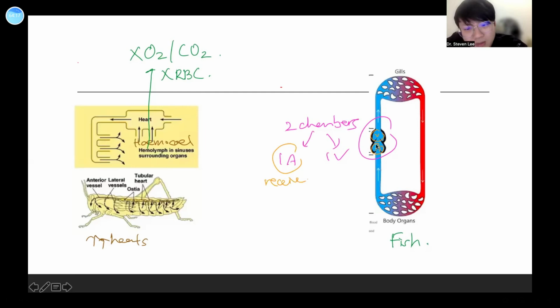The blood will go in the heart from here. So can this be ventricle? It must be atrium. Dia receive dulu, lepas tu baru dia pergi ke ventricle. The function is to pump blood.